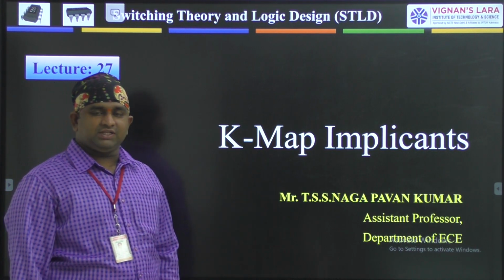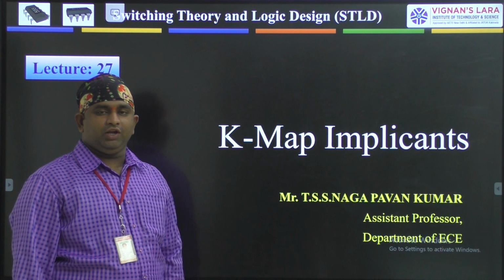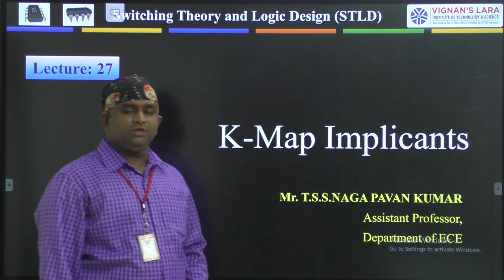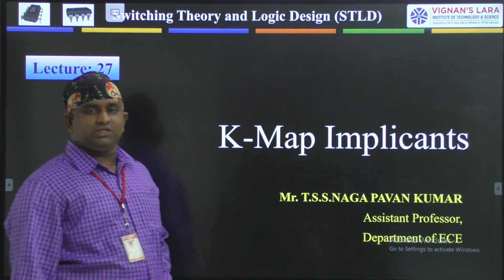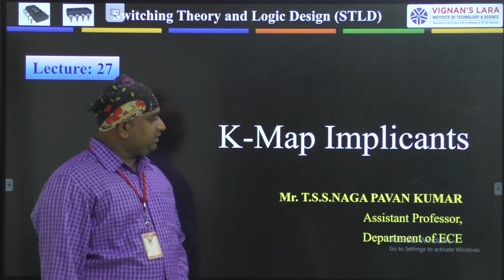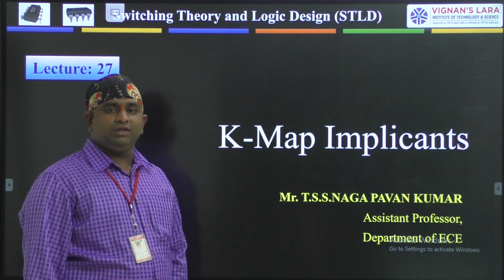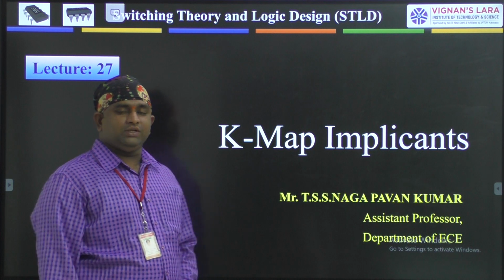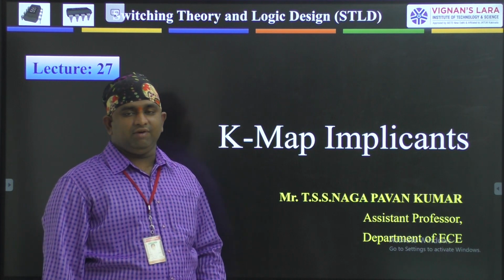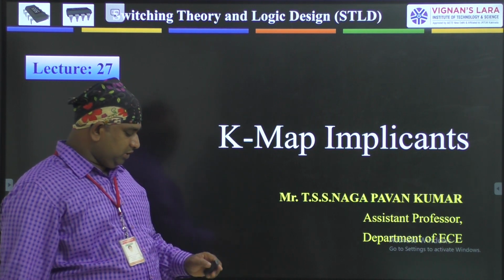Continuing from the previous class on 4-variable and 3-variable K-maps. In the last class we discussed sum of products and product of sums. In this class we will see what the implicants are. In the K-map, some implicants are available, and we will see those implicants.